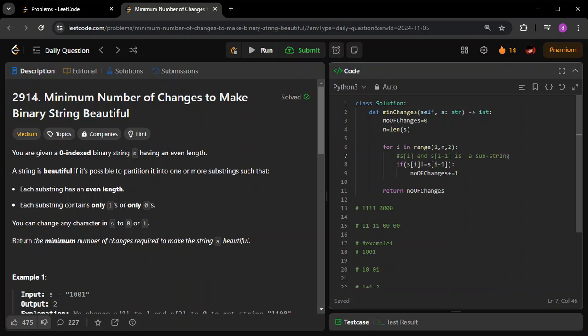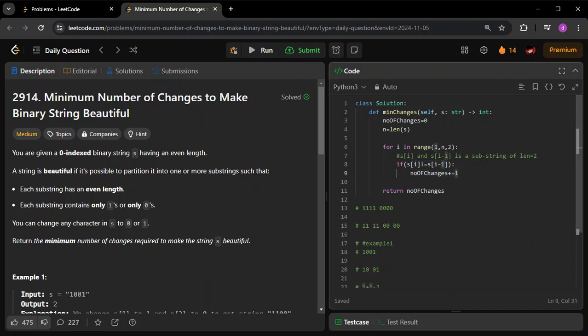They should be equal. If they're not equal, I have to make a change in them, and that change I'm trying to record here. This is a substring of length 2. So this is the idea that we are following. If they are not equal, then obviously we'll need to make one change here, and that change I'm recording here.